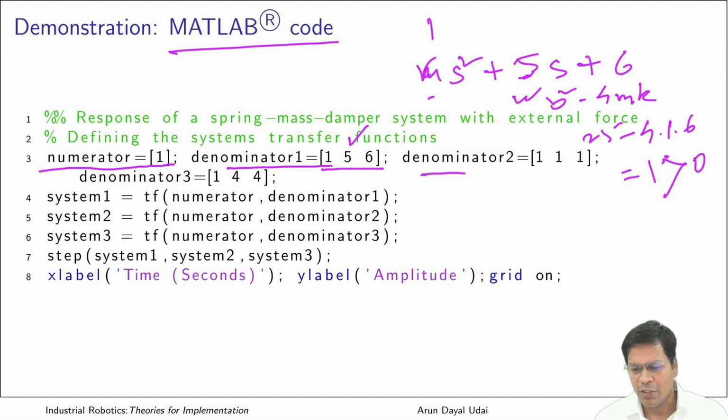The second system is 1 1 1, that is s square plus s plus 1. And the third one is the one that we have already analyzed, all these three. So it is 1 4 4.